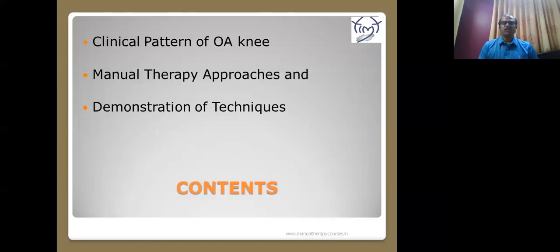So what are the things which we are going to cover? Here is the clinical pattern of OA knee: what it says, and how we have to identify it with clinical expertise. Then the manual therapy approaches and demonstration of the technique. These are the things we are going to learn, or look into, in this hour.